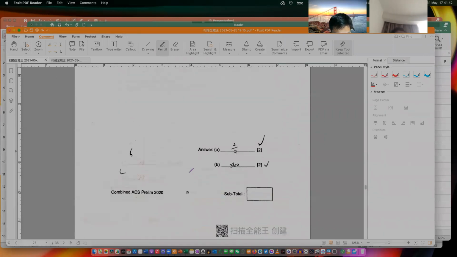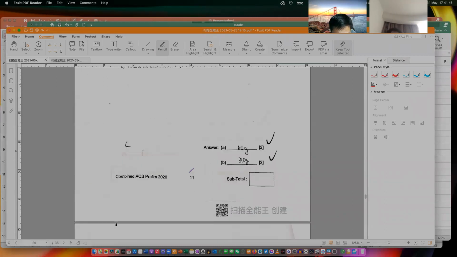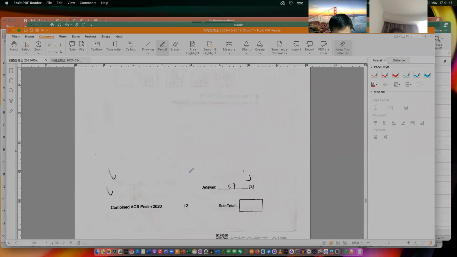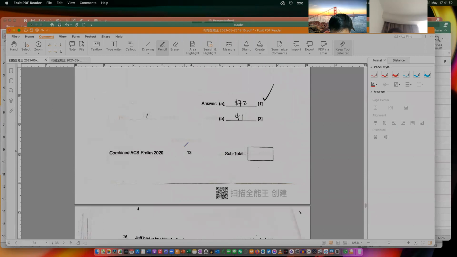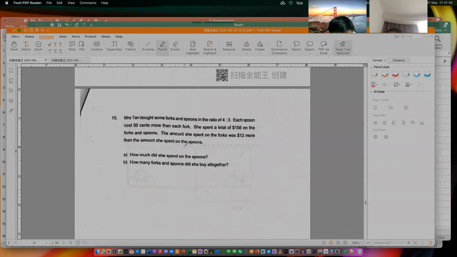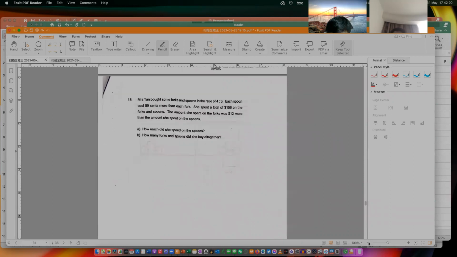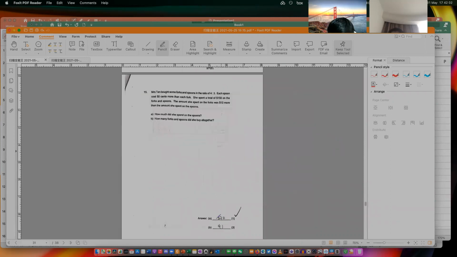Question 11, you got okay. Good. The rest is good. What happened to this question? Question 15 should be quite easy, right? And you only get the first part correct. How come?